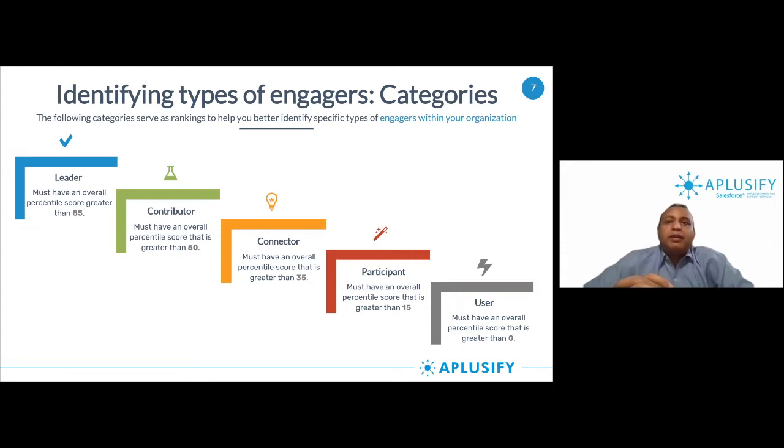Similarly, for the connector role, you need a percentile score greater than 35. Then participant has a percentile score of greater than 15. And to be a user, you must have something greater than 0, right? That means you are contributing at least something. And then there will be some members who do not fall in any of these 5 categories, right? That means their contribution is equal to 0.